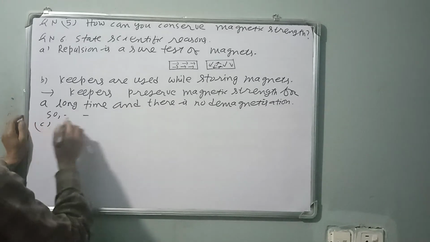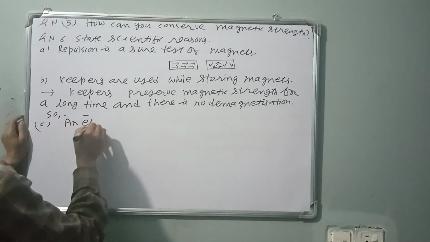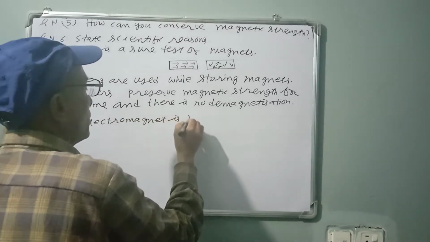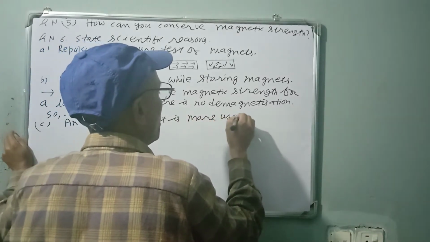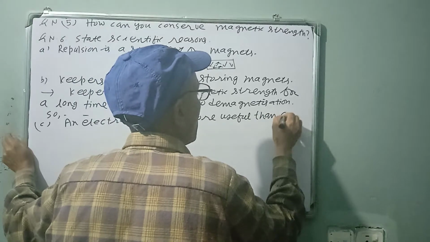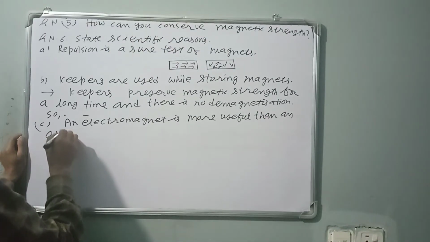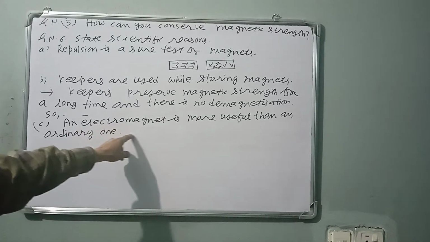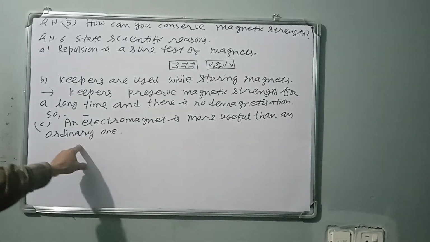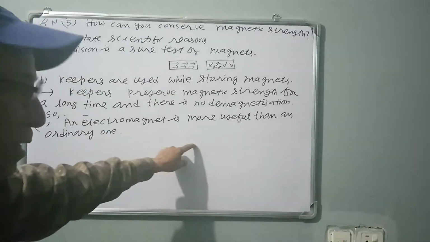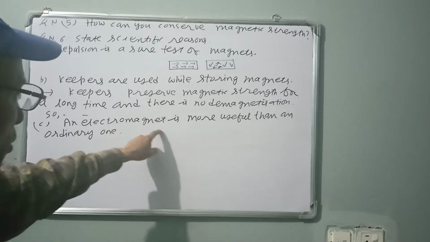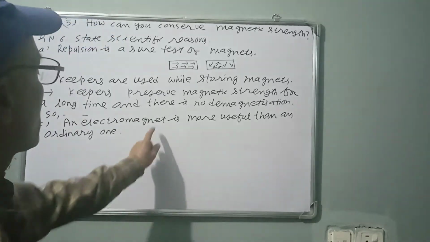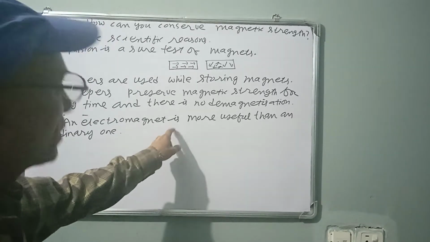Another is: an electromagnet is more useful than an ordinary one. You can write down the answer yourself. In an ordinary magnet, the poles cannot be changed, but in an electromagnet, the poles can be changed. We can increase or decrease the power or magnetic strength, and it is more powerful but temporary.